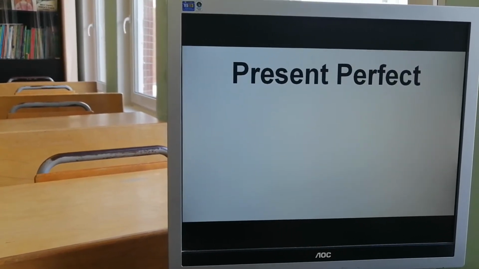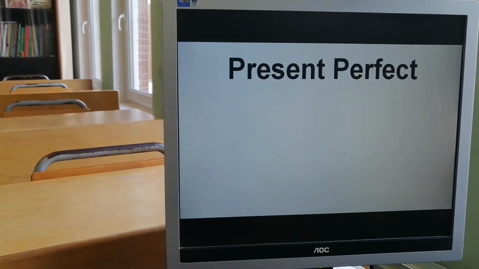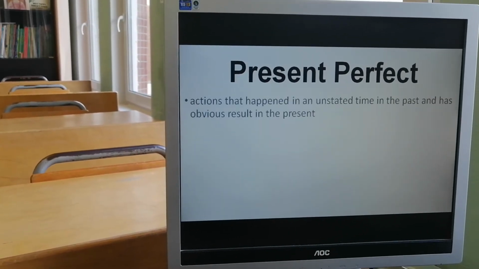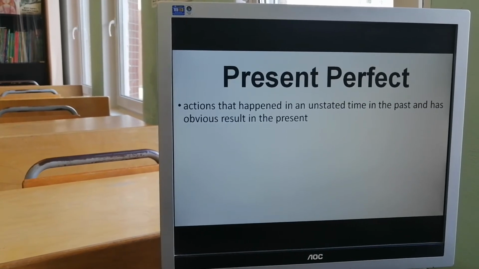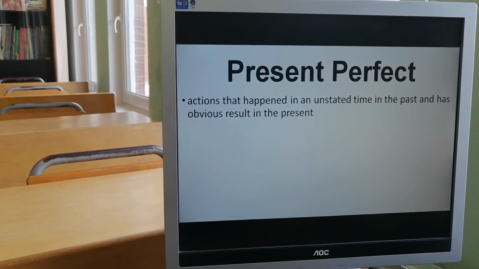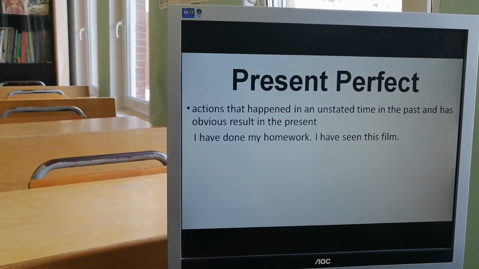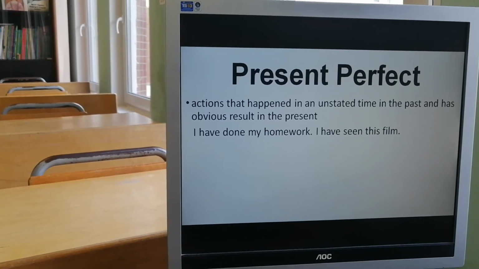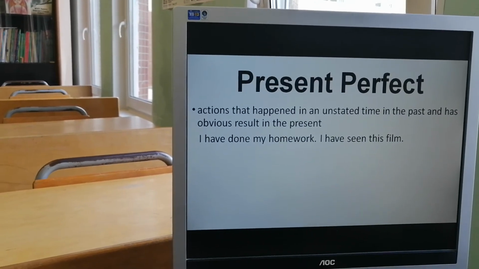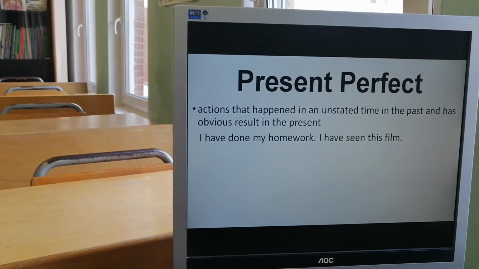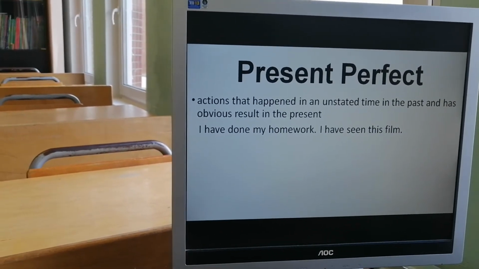Let's move on to present perfect. The key word for present perfect is result, because we use that to describe actions that happened at an unstated time in the past and have obvious results in the present. For example, I have done my homework, and I am free now. I can go for a walk. I have seen this film and I know what it is about and I don't want to re-watch it.